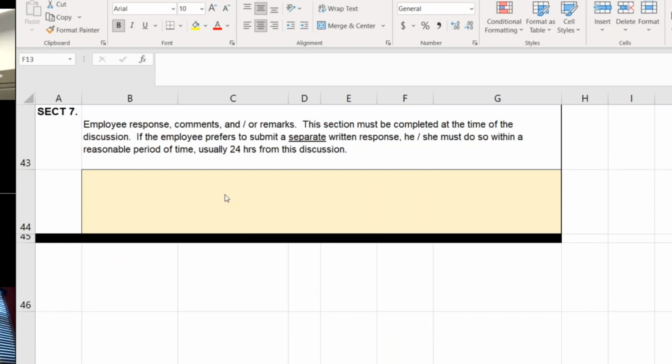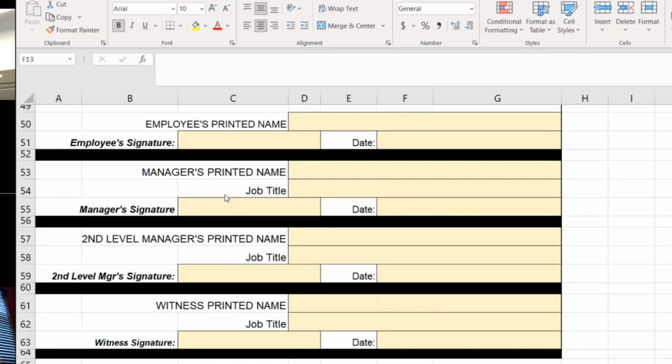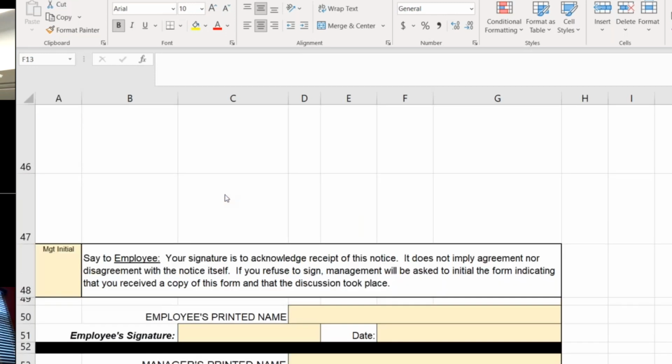If the employee has a response, some do, they're welcome to send it. Your job is not to defend it, diffuse it, disagree with it. Your job is to collect it, and we send it and we marry it up to the file. That may or may not change the outcome, but it will be attached to it, so their statement's there.